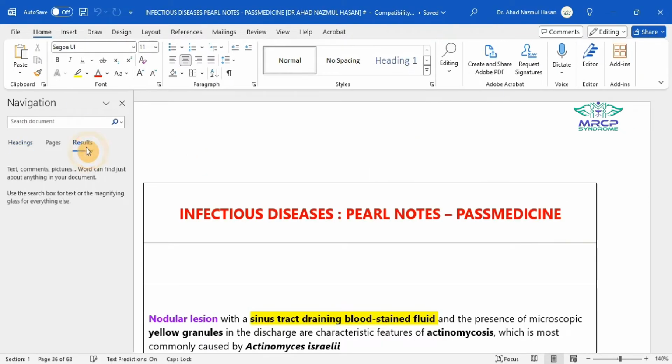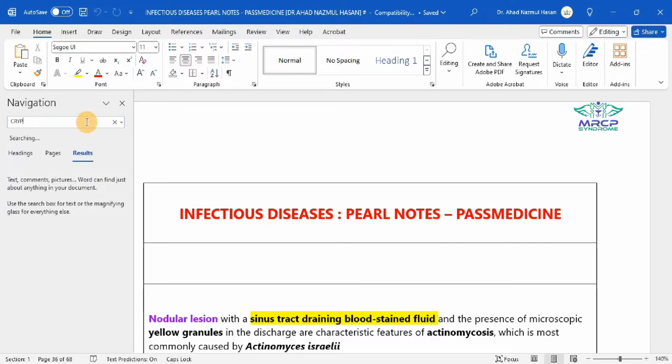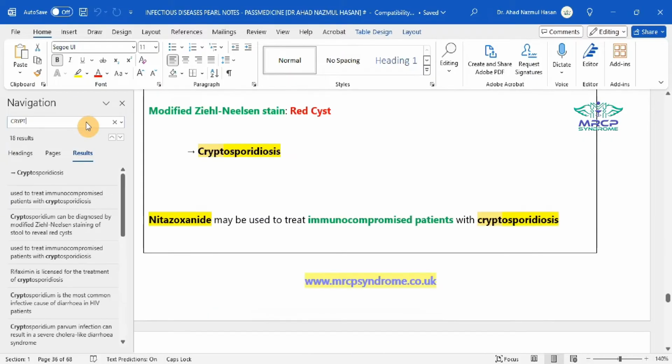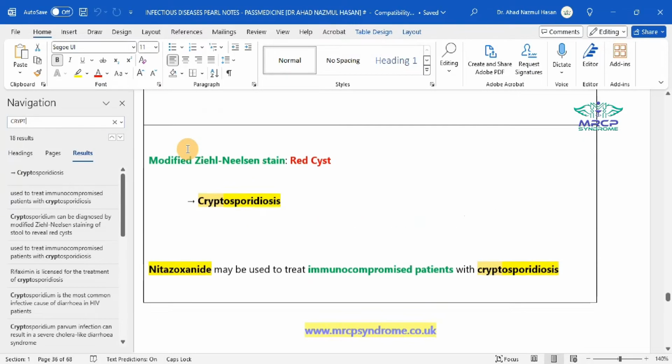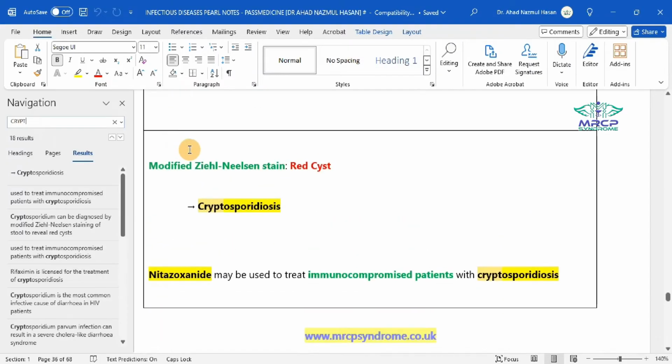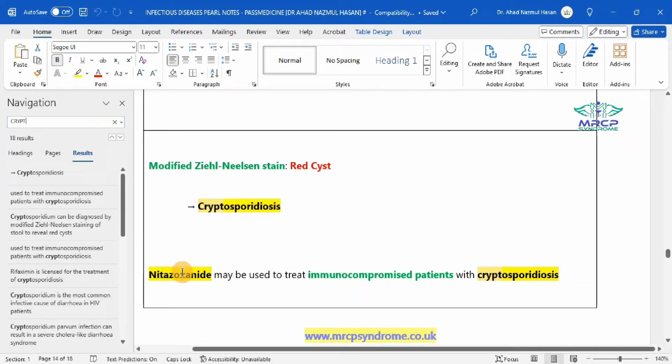Alternative, yes, you can go for rifaximin. Not rifaximin, sorry, yes, spiramycin. This is rifaximin. So if you go for the modified Ziehl-Neelsen stain, this is also known as the acid fast stain, you will get the red cyst, and this is the cardinal feature of cryptosporidiosis.